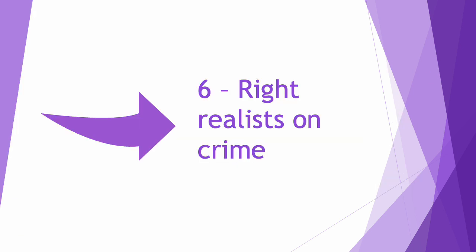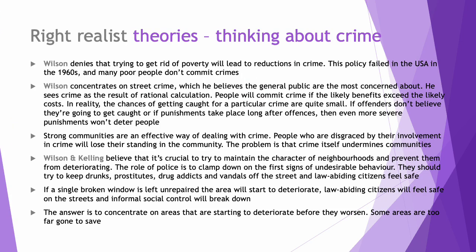This section is going to be about right realists on crime. Wilson denies that trying to get rid of poverty will lead to reductions in crime. This policy failed in the USA in the 1960s, and many poor people don't commit crimes. Wilson concentrates on street crime, which he believes the general public are the most concerned about. He sees crime as a result of rational calculation. People will commit crime if the likely benefits exceed the likely costs.